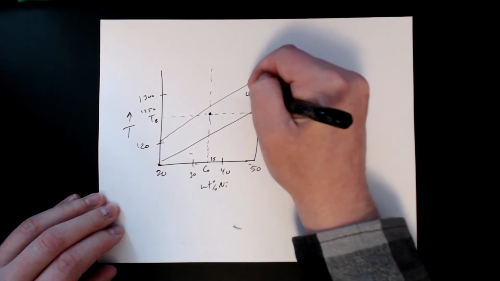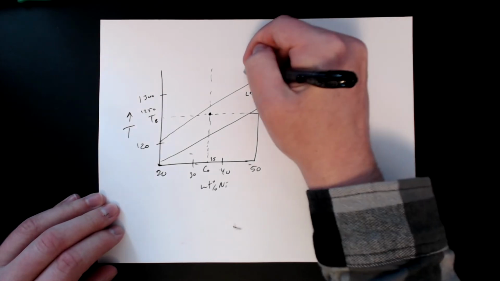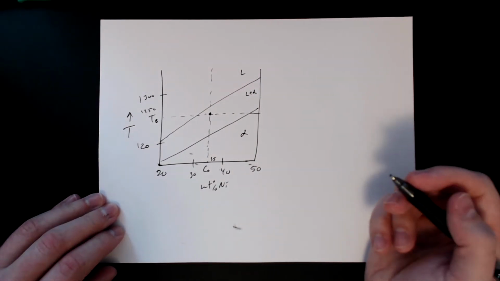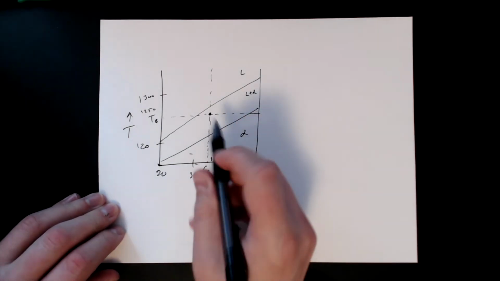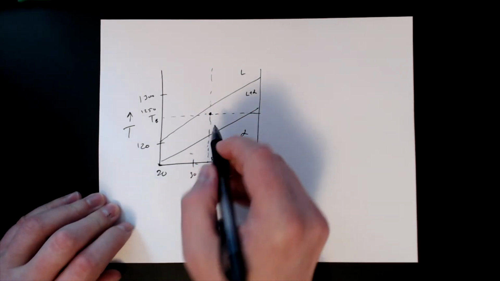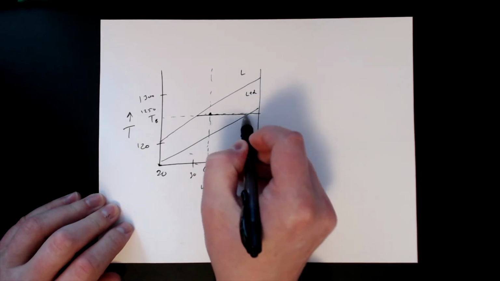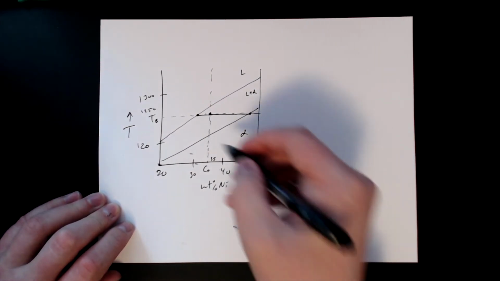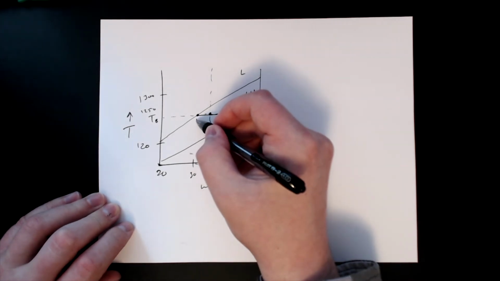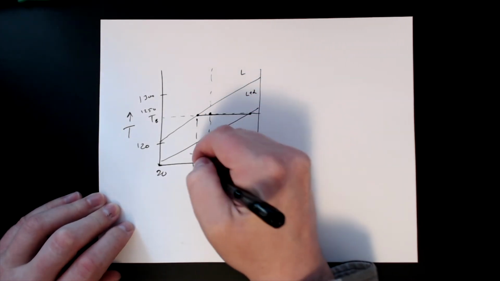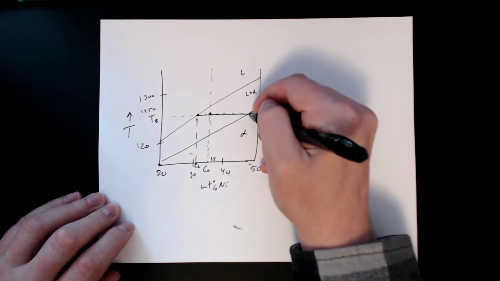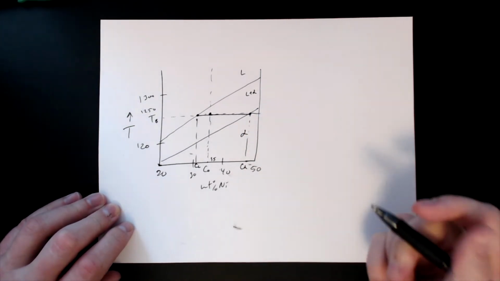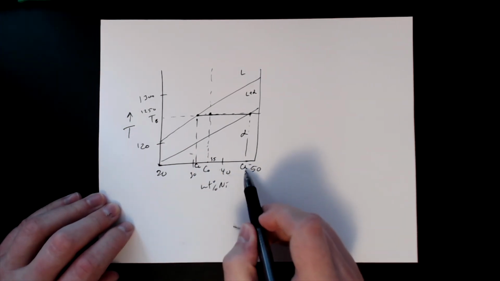We know that this is our alpha plus liquid region. This is liquid up here. This is alpha down here. So we know at this temperature, we can draw a tie line, and the endpoints here, this is C_L, and this is C_alpha, so our compositions of liquid and alpha respectively.